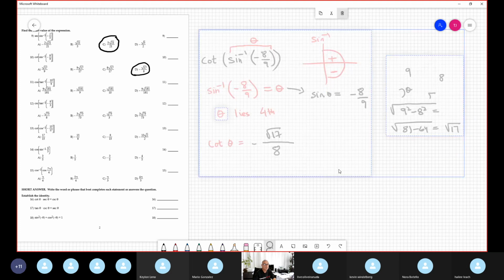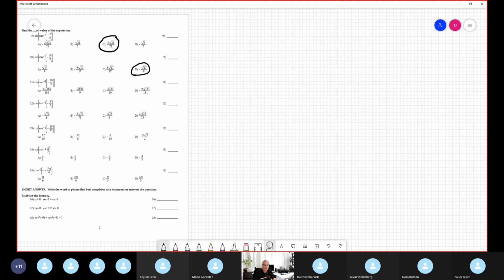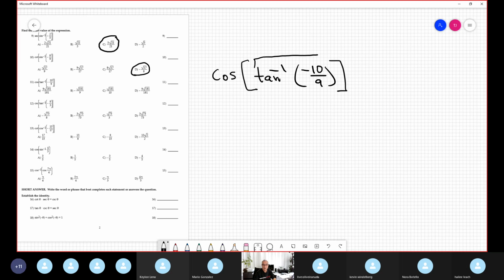Now we are discussing number 11, no? Number 11 is cosine of the tangent inverse of negative 10 over 9. Okay, I analyze the same idea. This is the answer of this angle. I call it with a Greek letter, theta, because it's the habit, but you can call it alpha, beta, either way.